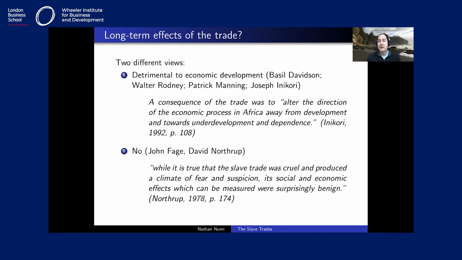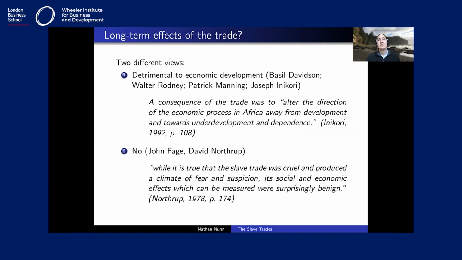There were a number of individuals who say, no, the slave trade was terrible. It had disruptive effects at the time, but it's in no way responsible for underdevelopment. Okay. And this is from David Northrop: "While it is true that the slave trade was cruel and produced a climate of fear and suspicion, its social and economic effects, which can be measured, were surprisingly benign." Okay, this was a 1978 publication.